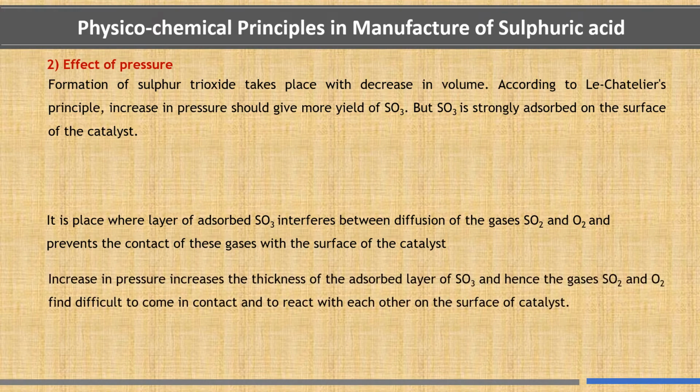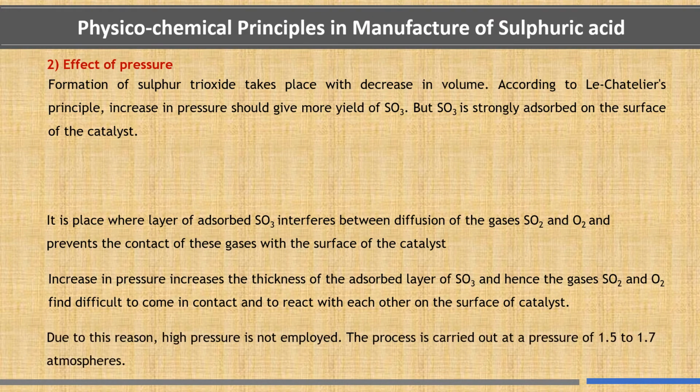Increase in pressure increases the thickness of the adsorbed layer of SO3, and hence the gases SO2 and O2 find it difficult to come in contact and to react with each other on the surface of the catalyst. Due to this reason, high pressure is not employed. The process is carried out at a pressure of 1.5 to 1.7 atmospheres.